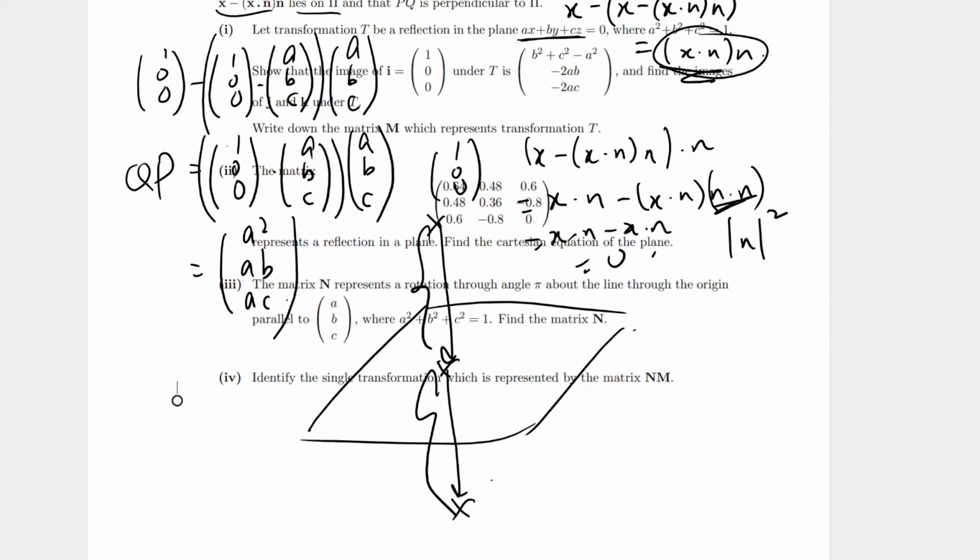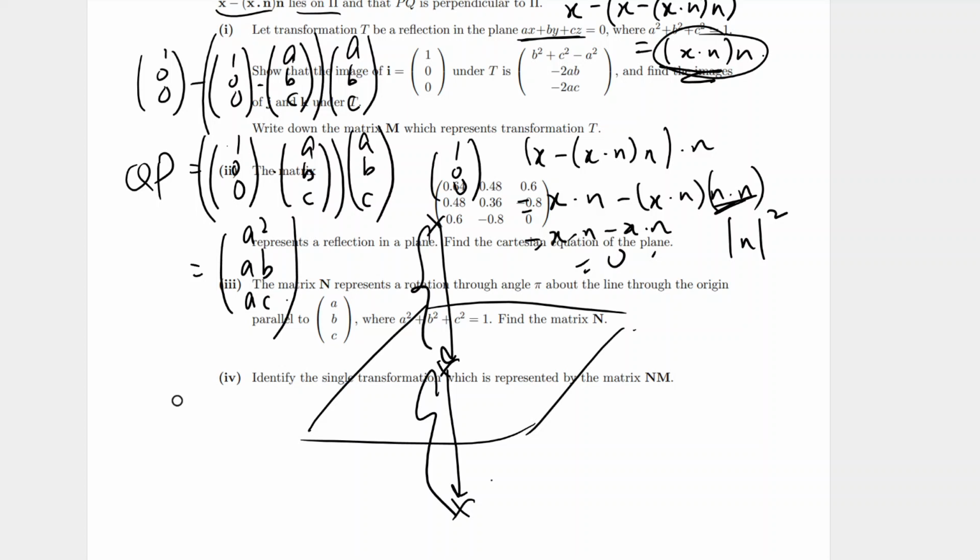So what do I need? What do I need then? Well, I need P, which is (1, 0, 0), minus 2 lots of a squared, ab, ac.